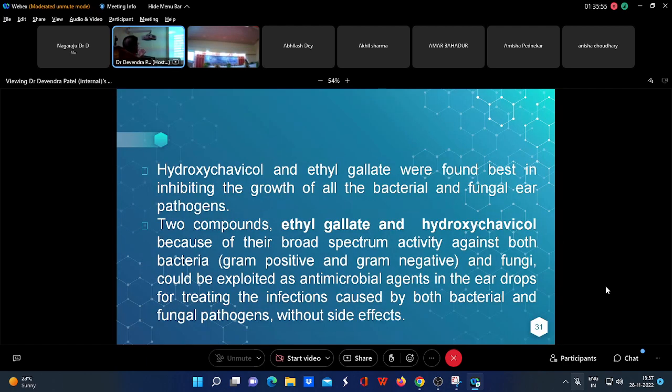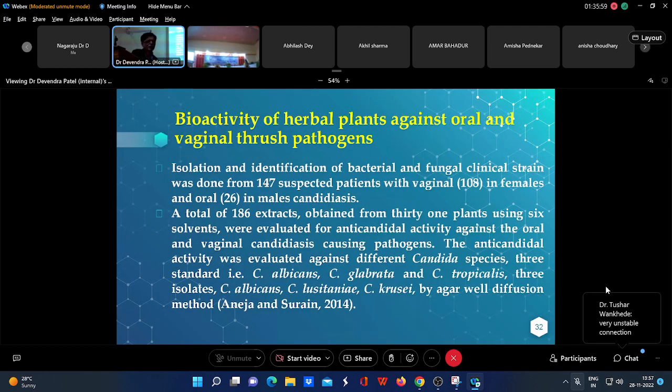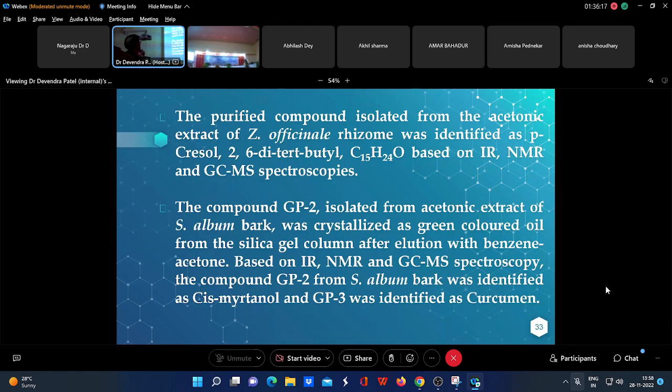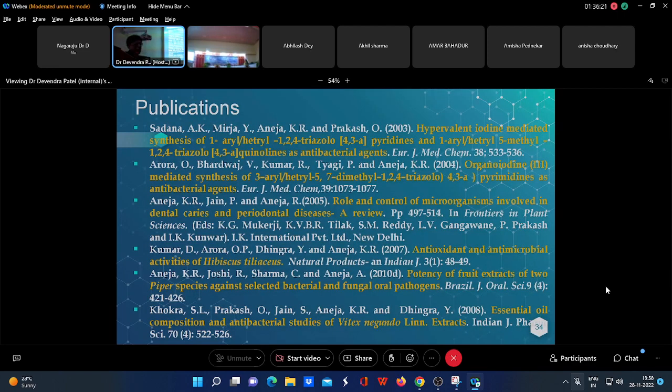These are two compounds which have been found to be the best. They have shown the ability to control fungal pathogens and bacterial pathogens, both gram positive and negative, meaning they are wide spectrum in activity. Next. These are applications in this area of research.